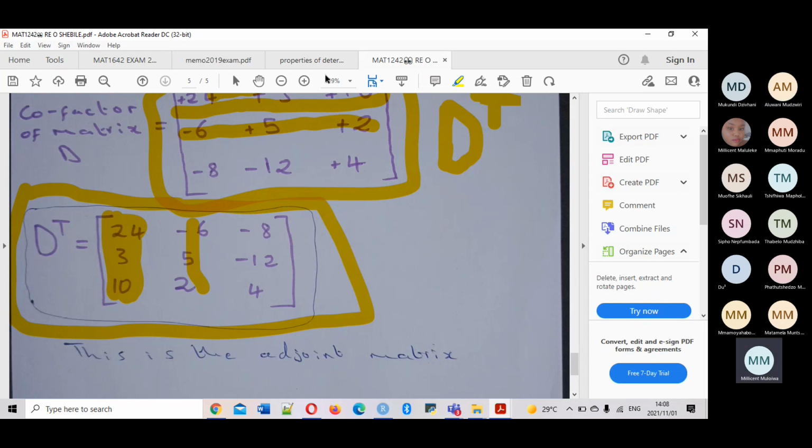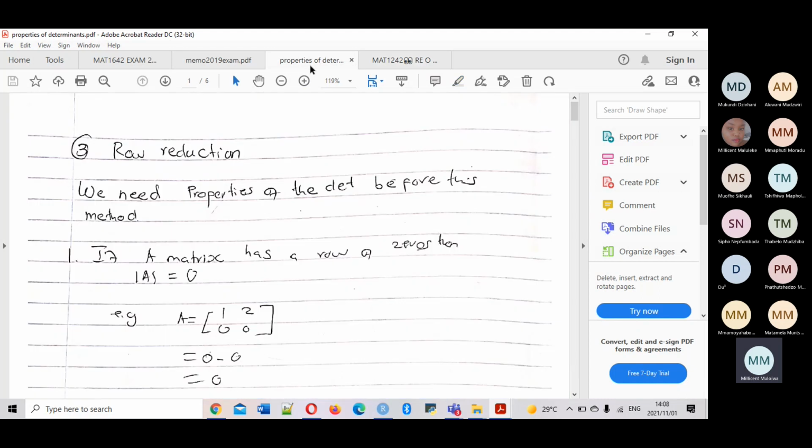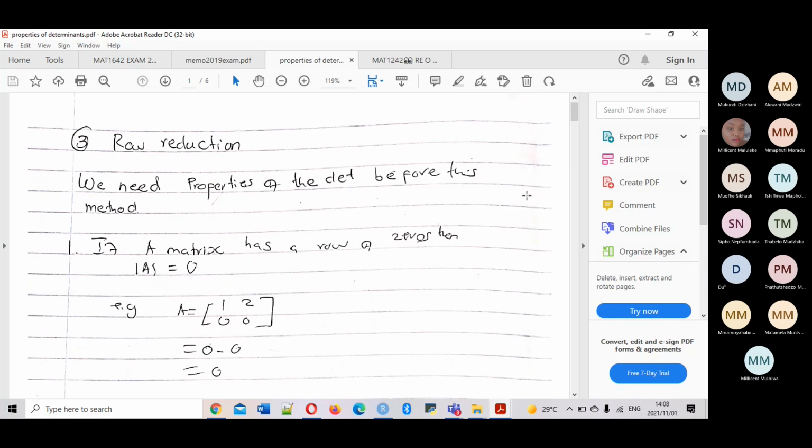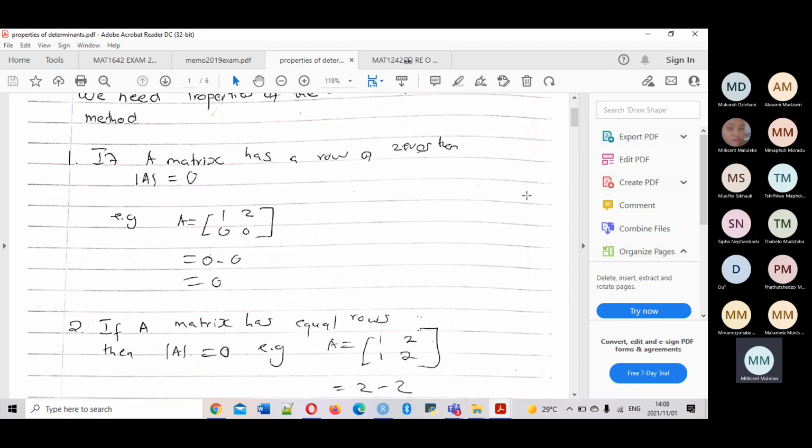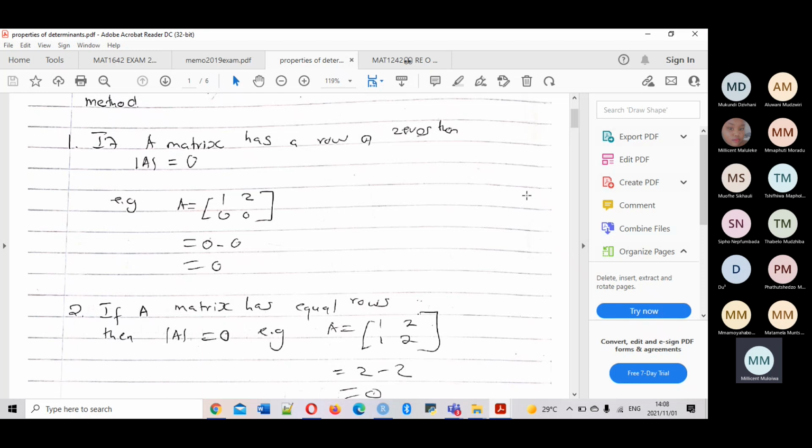Okay, so you must be familiar with the properties of the determinant, right? For row reduction, we need the properties of the determinant before the method. If matrix A has a row of zeros, then the determinant of A is 0. E.g., let's say we've got a matrix 1, 2, 0, 0, then its determinant is 0 minus 0, which gives us 0.